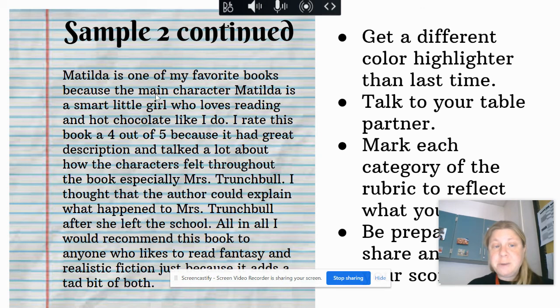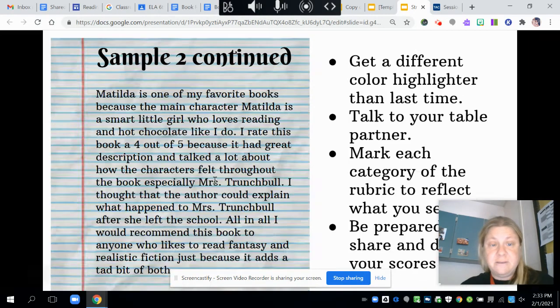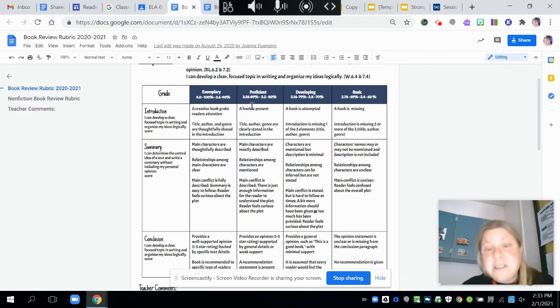It's one of my favorite books because the main character, Matilda, is a smart little girl who loves reading and hot chocolate like I do. I rate this book a 4 out of 5 because it has a great description and talked a lot about how the characters felt. All in all, I would recommend this book to anyone who likes fantasy. So definitely much stronger. A hook is present. It looks like there's a general opinion. She or he did provide some specific details and some weaker details. So I think I would put this person ranging between these two.